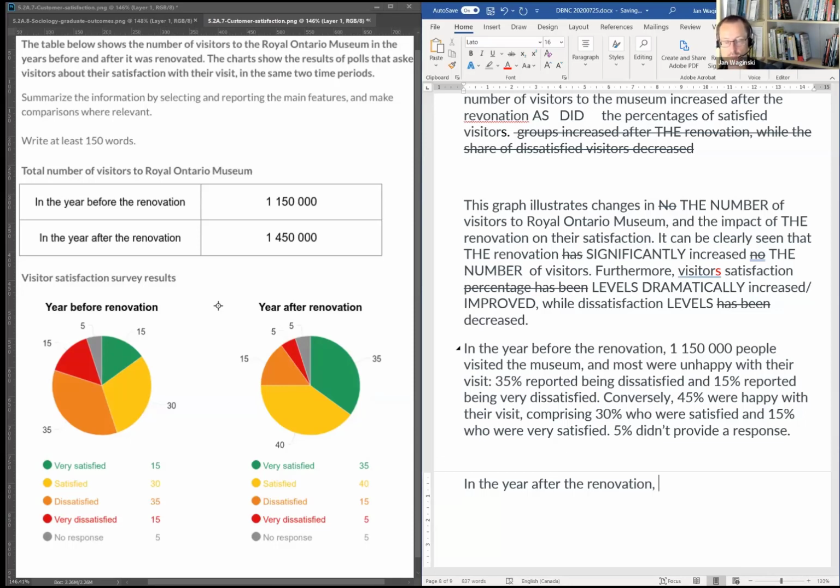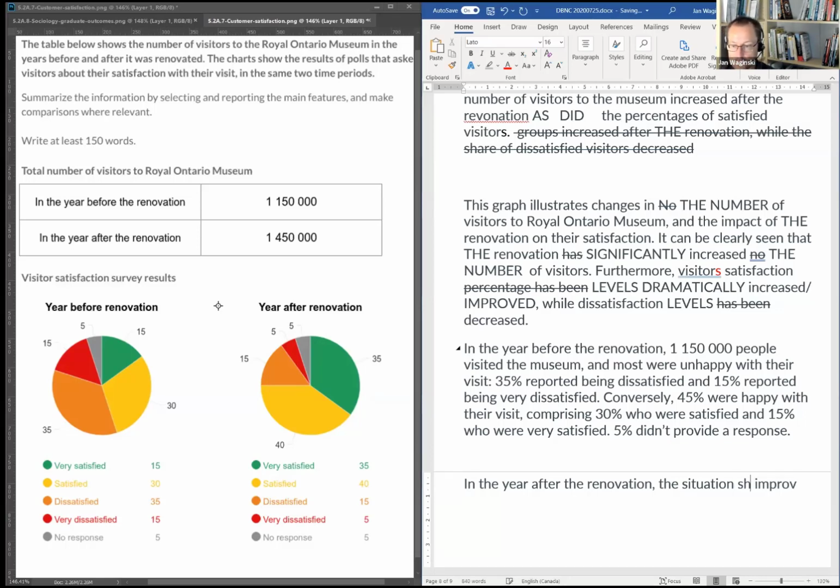Okay, and let's do, it makes sense to use a mirror structure. So once the reader has read the first paragraph, roughly speaking, use a mirror construction to describe the information in the second pie chart. So what happened in the year after the renovation? Did the situation improve? Yes. Okay, the situation improved dramatically, or we've already said that.